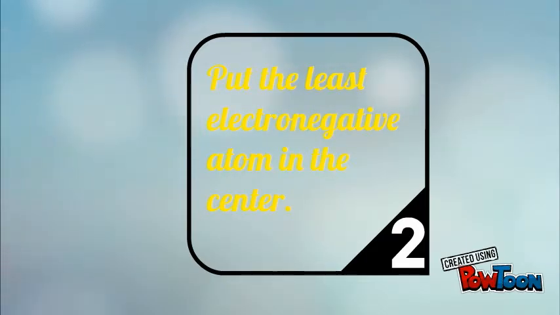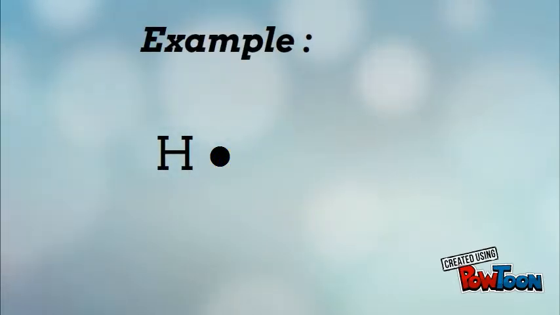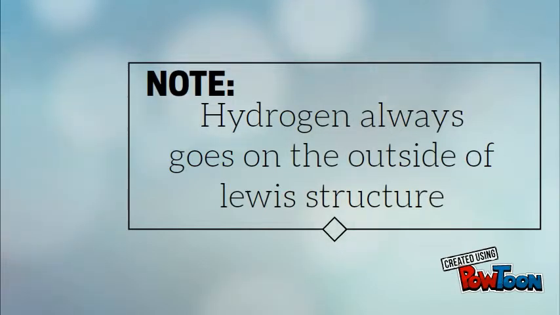Step number 2. Put the least electronegative atom in the center. Atoms that need the most electrons become the center atom. For example, H2O. Note that hydrogen always goes on the outside of the Lewis structure.